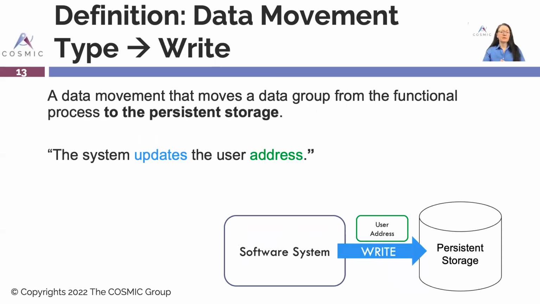The write data movement type is a data movement that moves a data group from the functional process to the persistent storage. Let's say the system updates the user address. The user address is a data group that will be written by the functional process into the persistent storage.